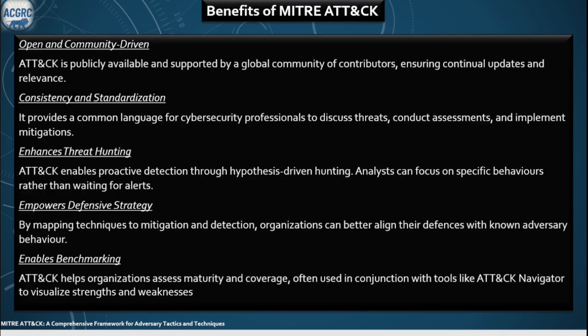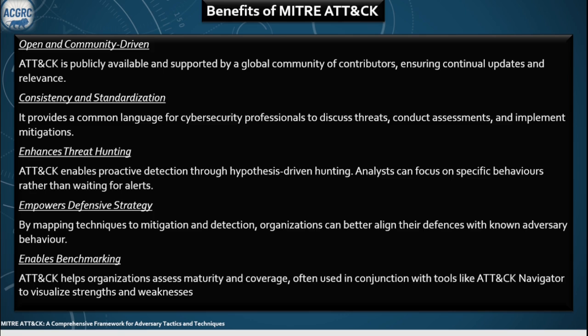Let's take a snapshot of the benefits of MITRE ATT&CK. ATT&CK is publicly available and supported by a global community of contributors, ensuring continual updates and relevance. This is an open system and community driven. It provides a common language for cybersecurity professionals to discuss threats, conduct assessments, and implement mitigations.